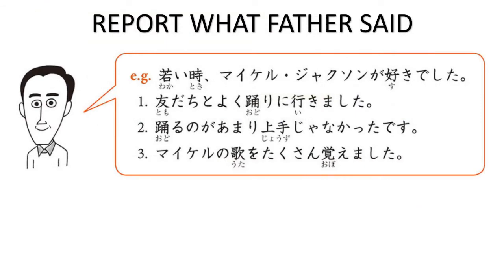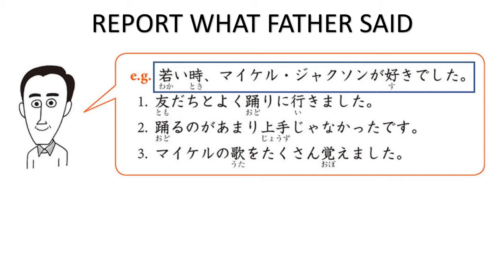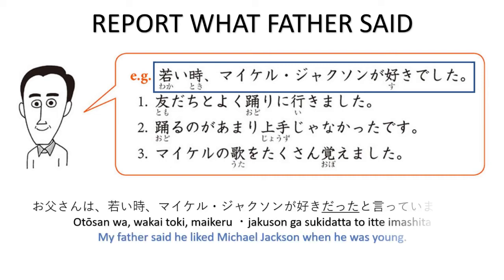Now we're going to report what father said. For example, wakai toki Michael Jackson ga suki deshita. When father was young, he liked Michael Jackson. Otou-san wa wakai toki Michael Jackson ga suki datta to itteimashita. So, when we quote father in this sentence, we use datta because datta is the plain past form. Deshita is the polite form, so we do not use polite before to itteimashita. My father said he liked Michael Jackson when he was young.